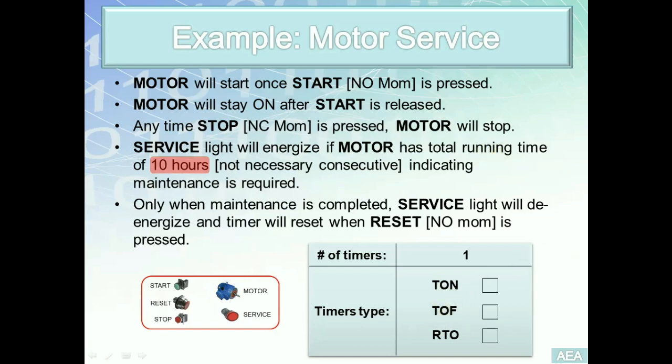In this example, it says the service light will energize if motor has not necessarily consecutively run for a total running time of 10 hours. Anytime you come across this requirement, total running time or total operation time or not necessarily consecutive, this is an indicator it's easier to go with an RTO timer to fulfill this requirement. Now let's see the RSLogix implementation for this one, and we'll go from there.